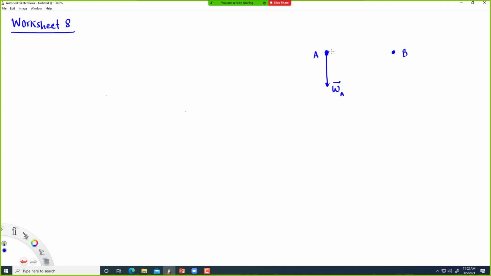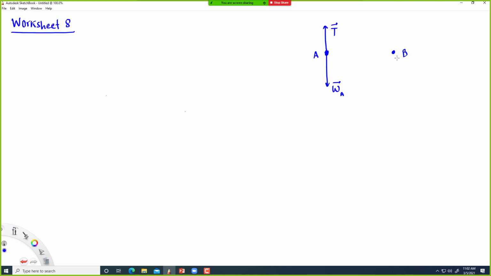There is no horizontal force, but the block is attached to a string, and whenever an object is attached to a rope or a string, there is a tension, tension that goes away from the object. So tension is always pointing away from the object. So here the tension is pointing up. That's T.